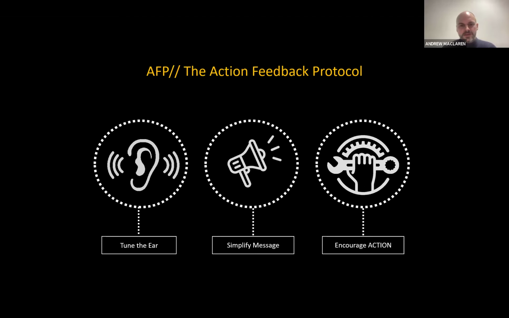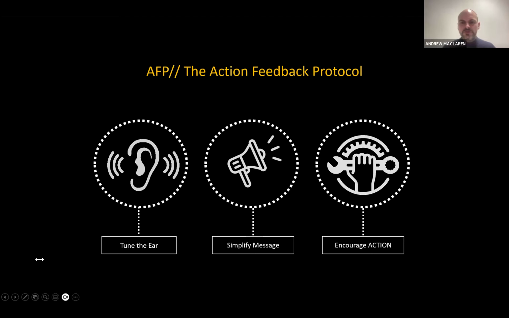The idea is that this is a deliberately simple system, designed so that students are more likely to understand it, more likely to remember their feedback, and more likely to act on it. And the system breaks down into 3 dimensions. We start with tuning the ear, which is directly attending to student feedback literacy. Then simplifying the message, which is in how we actually produce the feedback, particularly around assessed work. And then ensuring that the way in which those 2 other dimensions align actually encourages and achieves action.